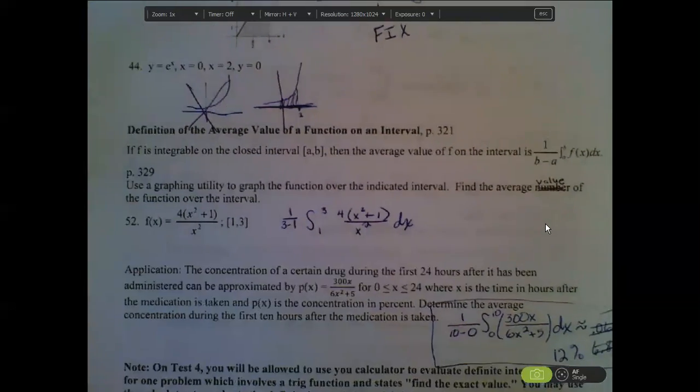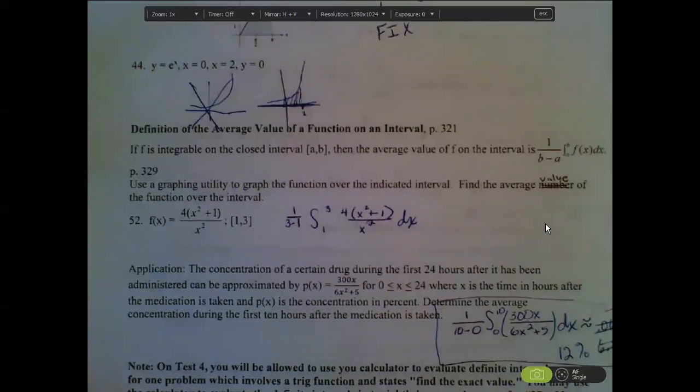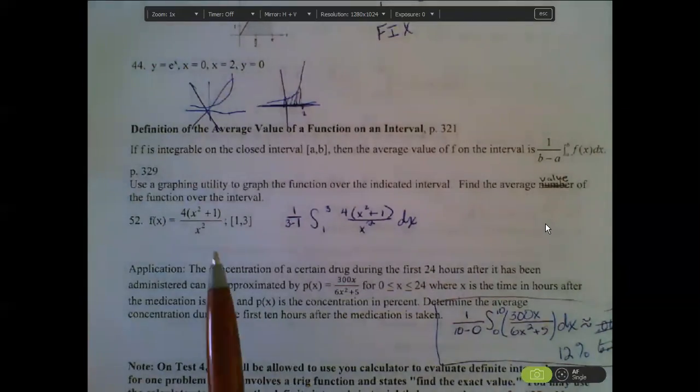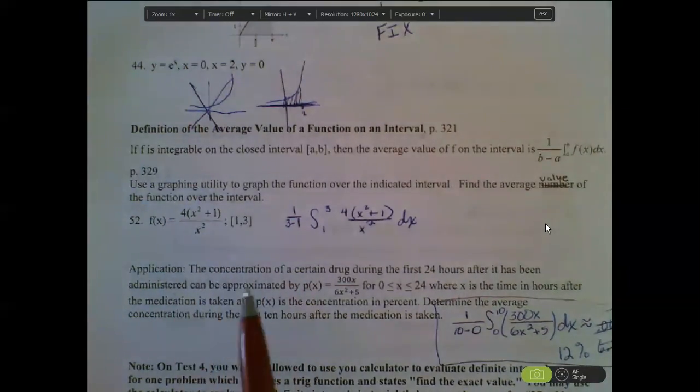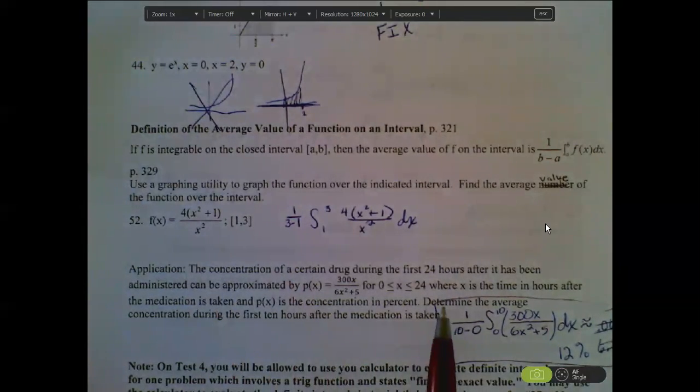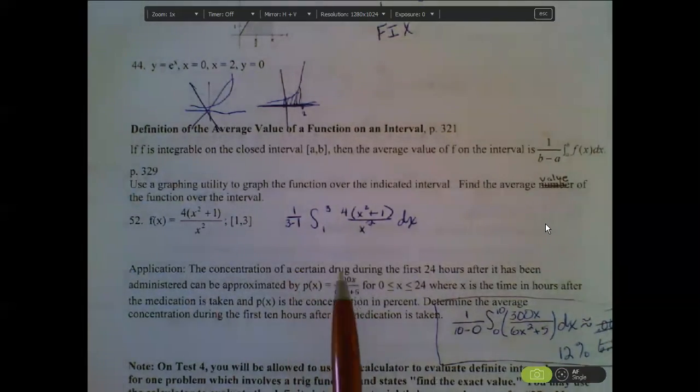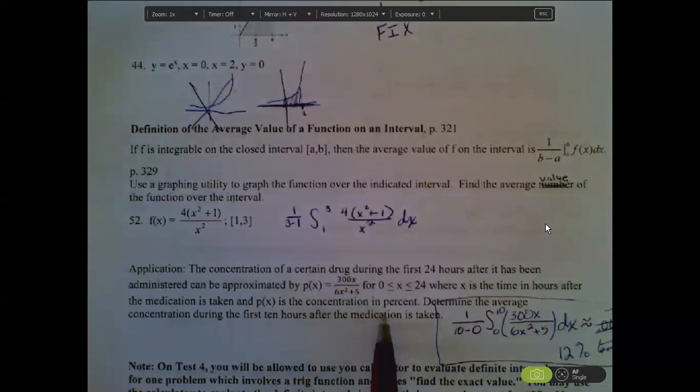And then the other thing that I told you I wanted to mention, it's just an application of the average value formula. The concentration of a certain drug during the first 24 hours after it has been administered can be approximated by this function for x's from 0 to 24 hours, where x is the time in hours after the medication is taken. P of x is the concentration in percent.